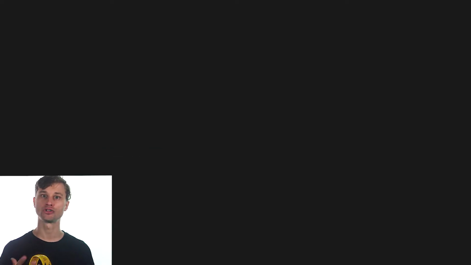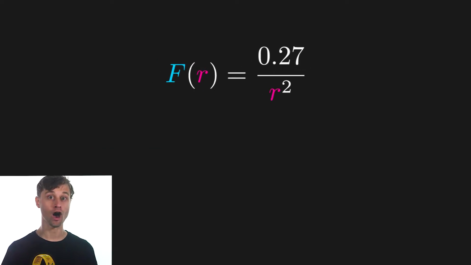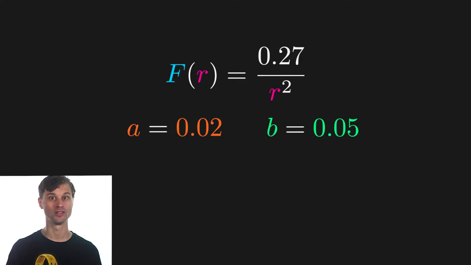Today we are taking a look at this problem. What is the area under the curve defined by f of r is equal to 0.27 over r squared, evaluated from 0.02 to 0.05? Let's just jump right into it.